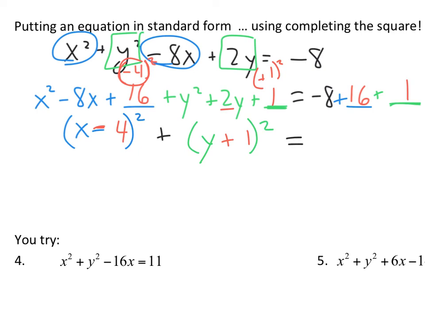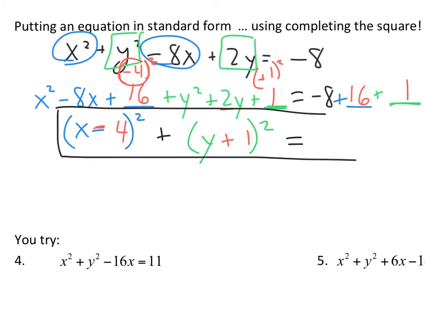I'm putting a plus sign between them, and if you just pause and look at the left side of the equation, that's looking pretty sweet. We've got x minus 4 quantity squared plus y plus 1 quantity squared, and this is looking a whole lot like what we talked about yesterday as our standard form of our equation of a circle. So right now, you should be able to tell me what the center of that circle is.